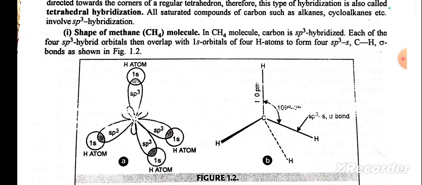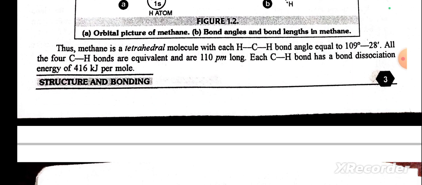First is the shape of the methane molecule. In the CH4 molecule, carbon is sp3 hybridized. Each of these sp3 hybrid orbitals overlaps with the 1s orbital of a hydrogen atom to form the four sp3 s C-H sigma bonds, as shown in figure 1.2. Methane is a tetrahedral molecule with each C-H bond angle of 109 degrees 28 minutes. All four C-H bonds are equivalent and are 110 picometers long, and each C-H bond has a bond dissociation energy of 416 kilojoules per mole.